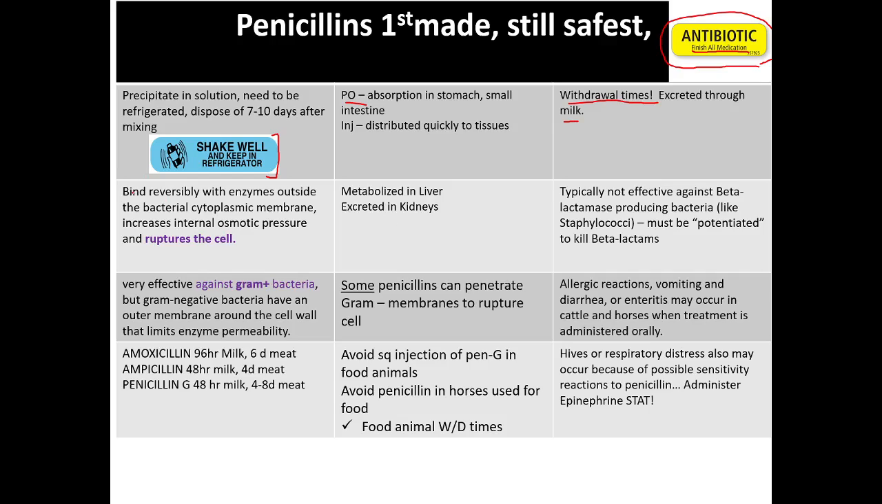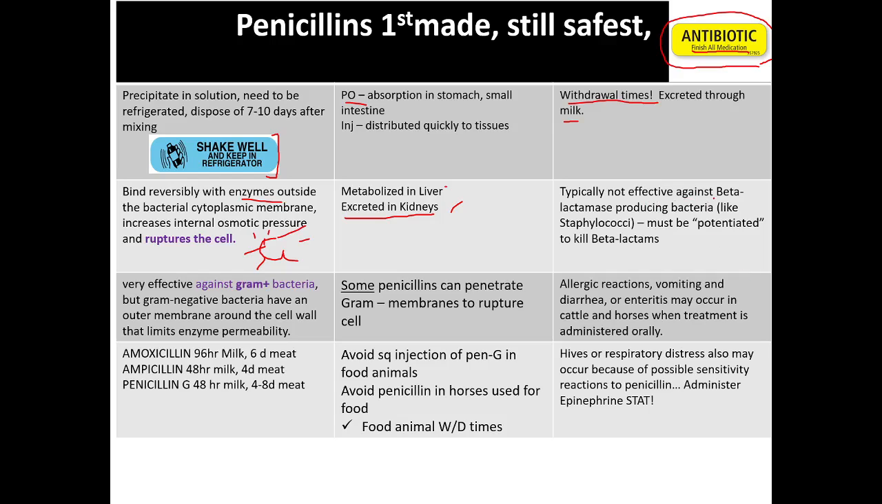How do they work? They bind reversibly, so we can reverse this. They bind reversibly with enzymes outside the bacterial cytoplasmic membrane, increasing the internal osmotic pressure and rupturing the cell. Here's the cell, and it is blowing apart. Okay, so penicillins blow apart the cells. This is metabolized in the liver and excreted in the kidneys. So again, it goes into the urine. It's something that we can use for urinary tract infections.